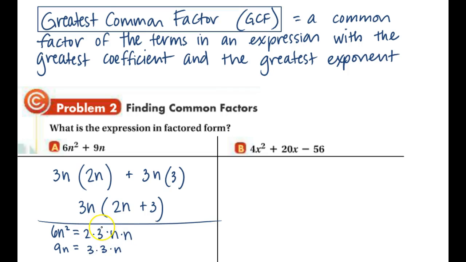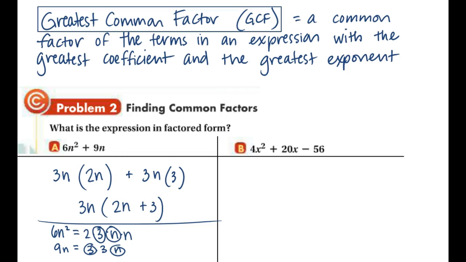And then what you do is you circle the like terms, what they have in common. So you can see that the terms in common will be 3n, so that would be the GCF, so that goes in front. And then whatever's in the parentheses is whatever is not circled. So you can see right here we have 2 and n. That would be 2n for the first term, and then 3 is the last term. So that is another way to do the GCF process.